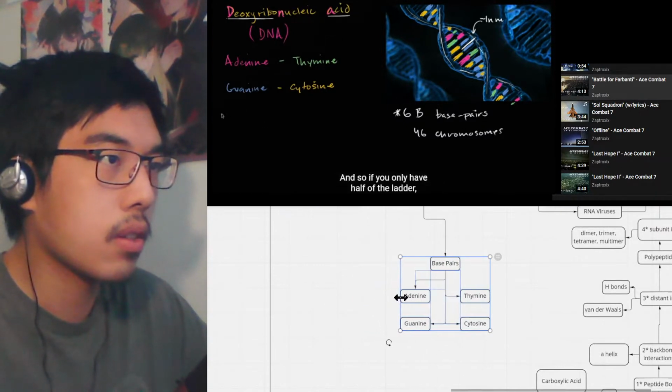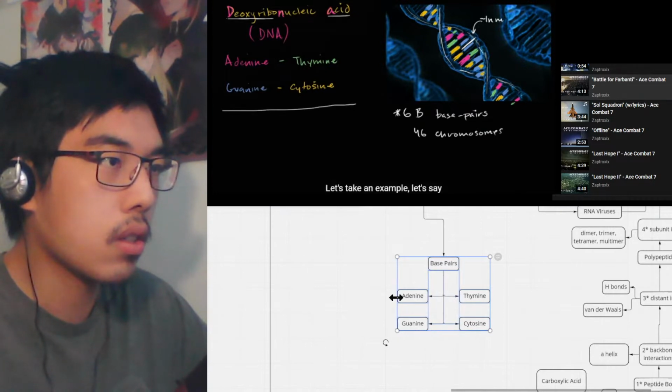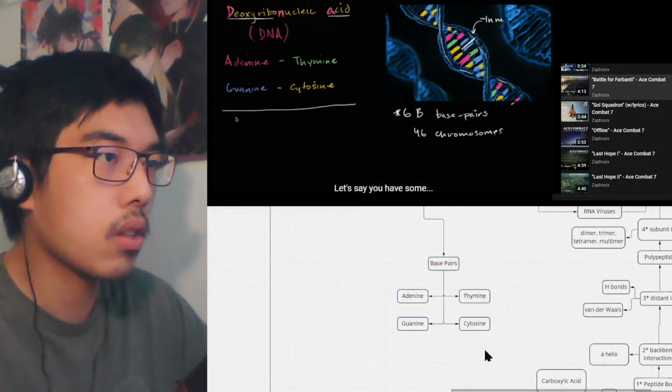And so if you only have half of the ladder, you're able to construct the other half of the ladder. Let's take an example. Let's say, and I'll just use the first letter to abbreviate each of these bases, let's say this is the sugar phosphate backbone right over here. So this could be one of the sides.